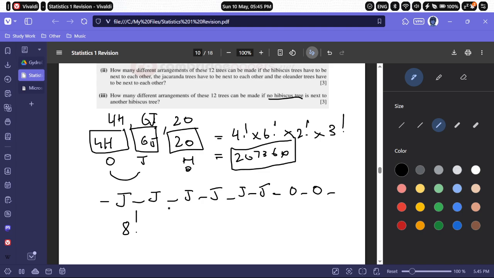So you have 1, 2, 3, 4, 5, 6, 7, 8, 9. You have 9 gaps. So you can do 9C4 times 4 factorial, or you can do 9P4.